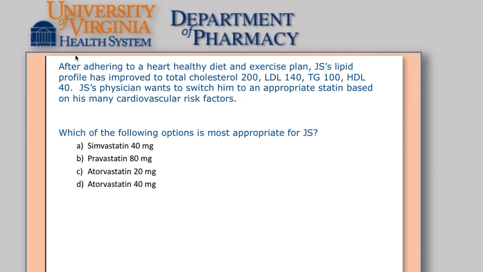After adhering to a heart-healthy diet and exercise plan, John's lipid profile has improved to total cholesterol of 200, LDL of 140, triglycerides of 100, and HDL of 40. John's physician wants to switch him to an appropriate statin based on his many cardiovascular risk factors. So which of the following options is most appropriate for John? Is it A, simvastatin, 40 milligrams, B, pravastatin, 80 milligrams, C, atorvastatin, 20 milligrams, or D, atorvastatin, 40 milligrams?